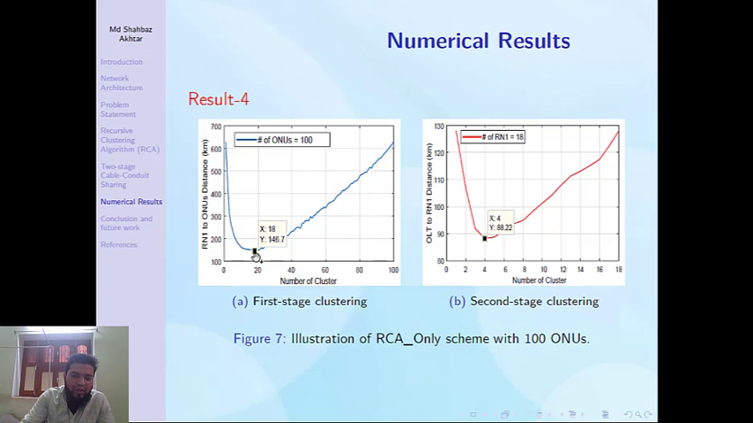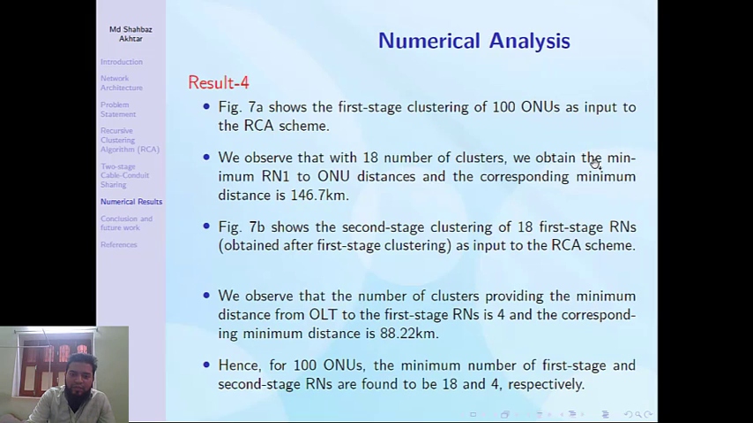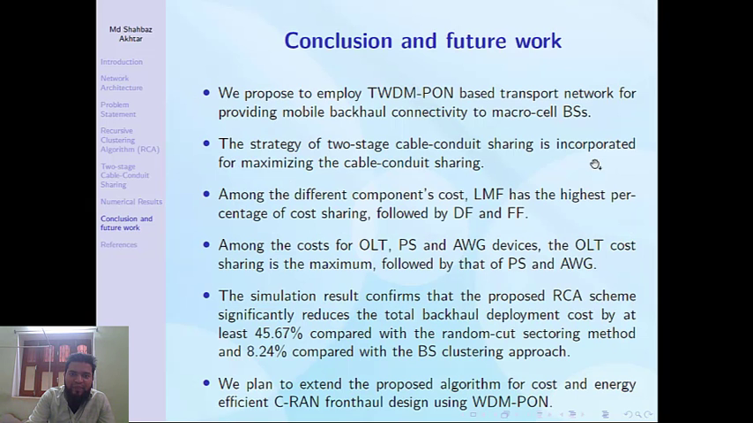Now that we have the 18 locations for passive device placement, we again use the RCA scheme to decide the location for AWG. We provide the 18 locations as input, and then we decide the number of locations for AWG placement. We get that at a cluster size of 4 the distance is minimum, and then it starts increasing again. This is all the explanation I wanted to discuss.